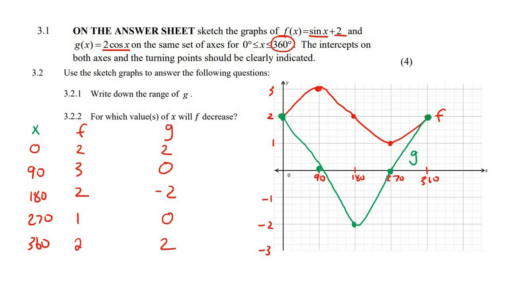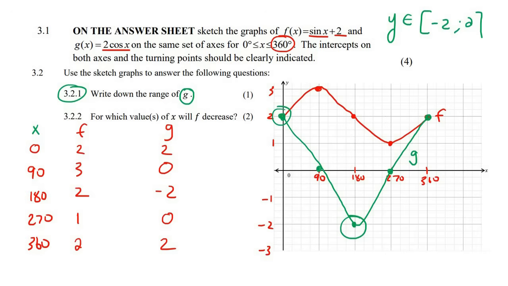Now, this question says, write down the range of g. And I just wanted to add the marker location over there. So the range is the y values. You could either write it like this: you could say y is an element. Now the graph of g goes from minus 2. So you start with the lowest value first. And then it goes up to positive 2, like that. If you prefer set builder notation, you could say that y is bigger than or equal to minus 2 and smaller than or equal to positive 2.